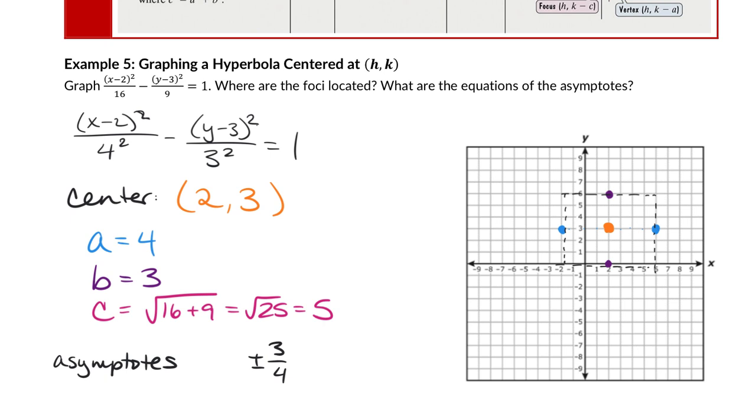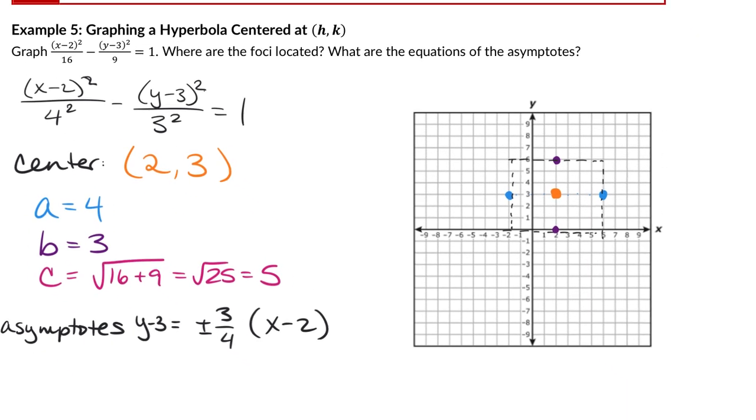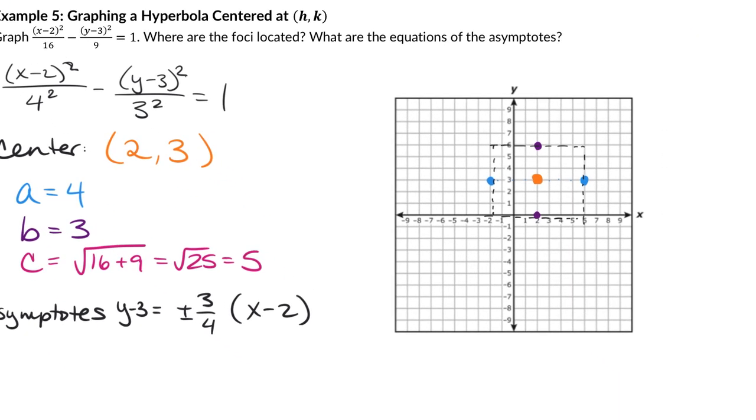Where are we centering this line at? 2, 3, which means when we're writing this, we have to write y minus 3 equal to plus or minus 3 over 4 times x minus 2 to indicate that we are centering this line at the same center as our hyperbola. Miss, why can't we just draw the line and be done? We can, but if you were going to be asked what is the equation of the asymptote, which you will be asked, you need to know how to write it.